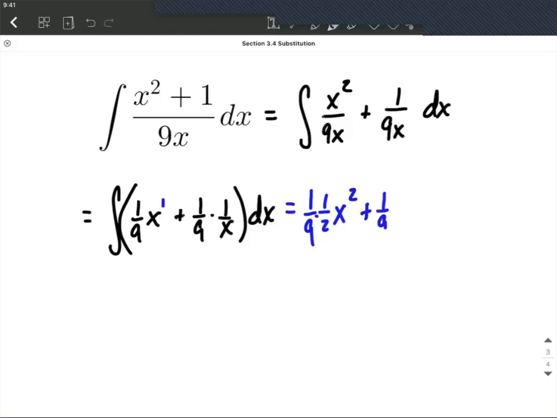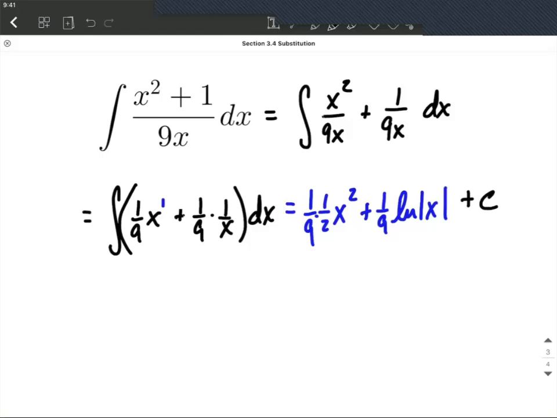Plus, the 1/9 comes along from that second term. The antiderivative of 1 over x is kind of a special case. This is going to work out to be the natural log of the absolute value of x. And then for good measure, we always include a plus c at the end for these indefinite integrals.